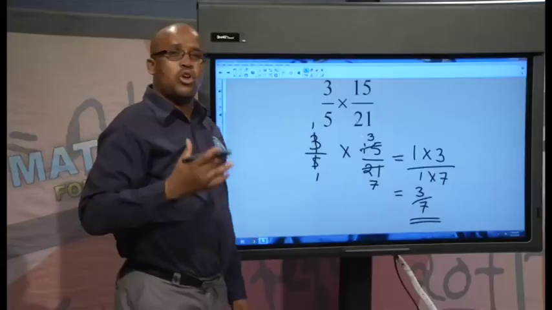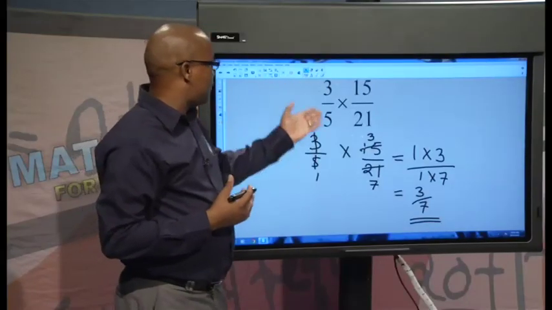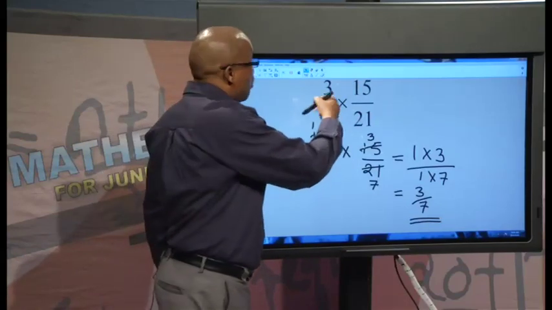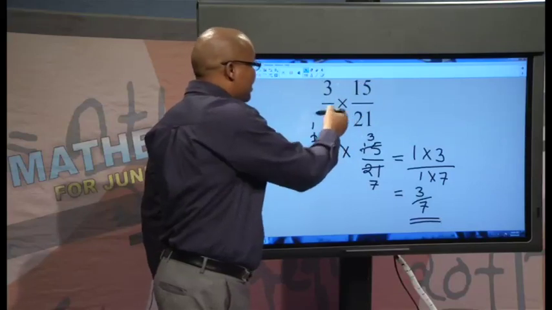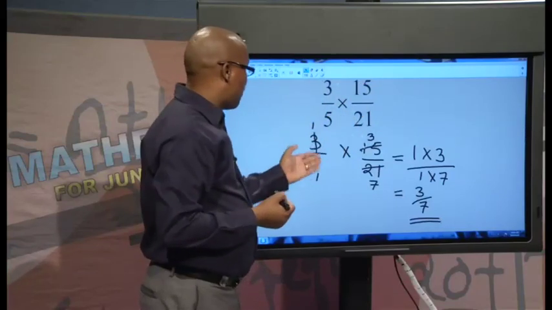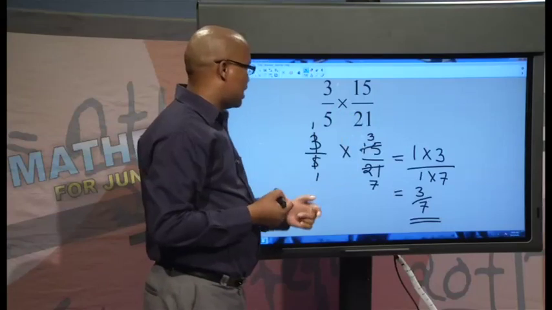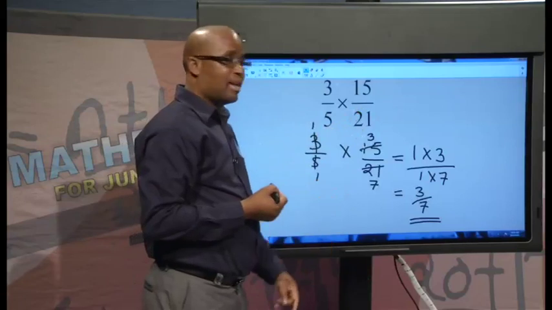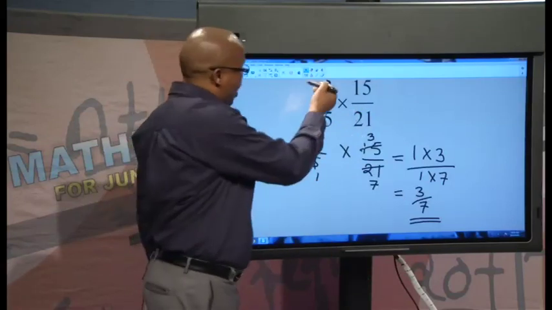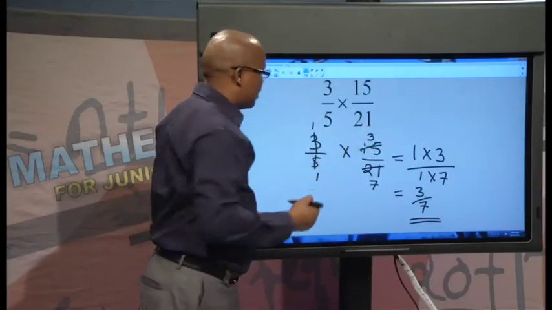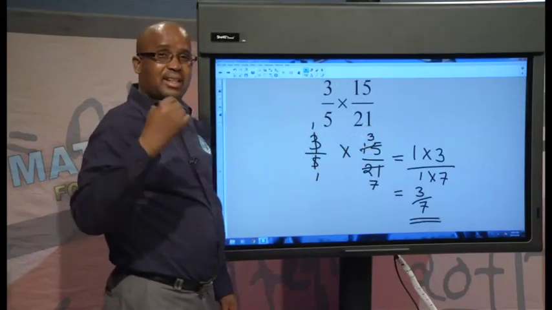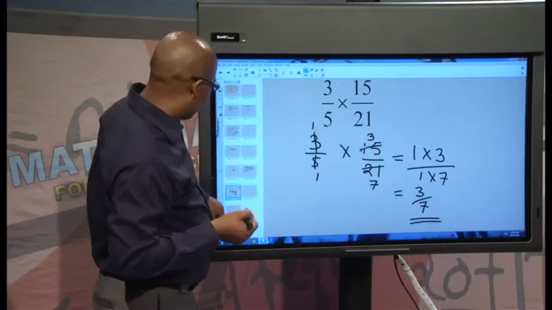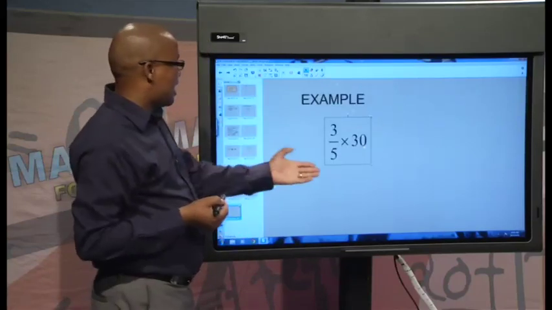This is how you multiply the fractions 3 over 5 times 15 over 21. You simply need to make sure that you look for the factor which can go into 15 and 5. In this case it was 5. 5 into 5 once, 5 into 15, 3. And then from there we look for a factor which can go into 3 and 21. That factor is 3. Then 3 into 3 once, 3 into 21 is 7. And remember that you can only cancel a numerator with a denominator. Let us have a look at another example.